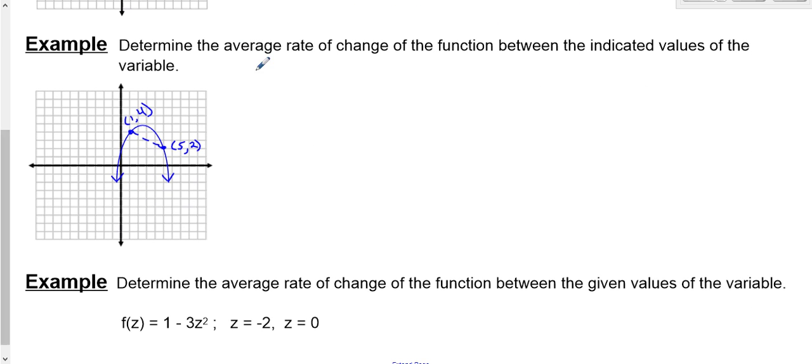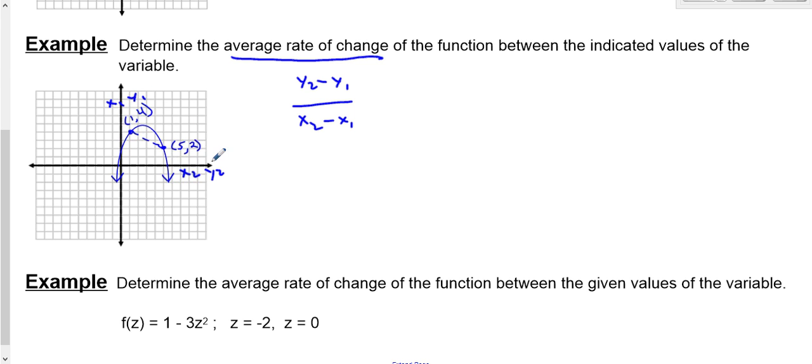Example number 2, the average rate of change of a function between the indicated values of the variable. So looking at this graph, I have 1 comma 4 for my first point and 5 comma 2. Now, since we're looking at a graph, I can just know that average rate of change is just like slope. So I have ordered pairs, so why not just use our slope formula? y2 minus y1 over x2 minus x1. So we will identify x1 and y1, x2 and y2.